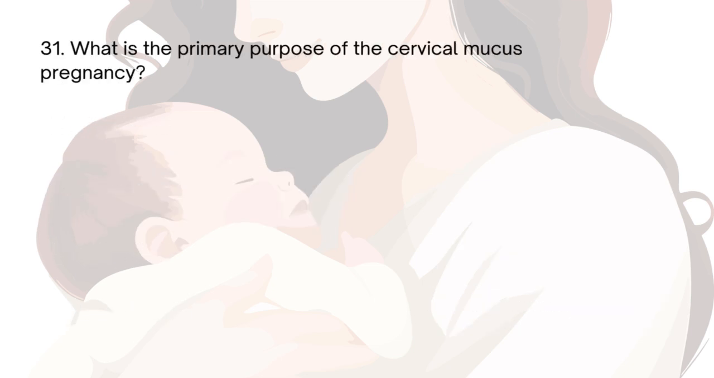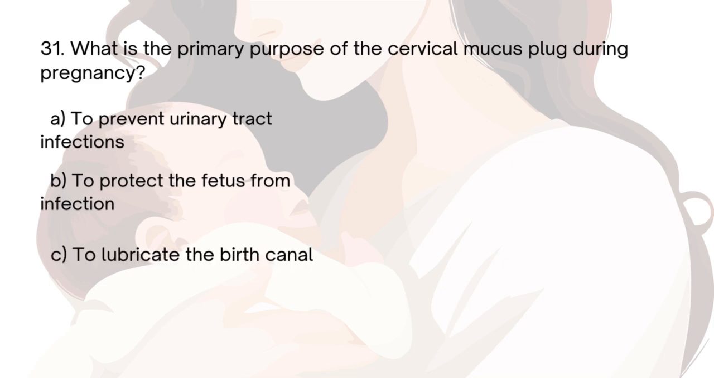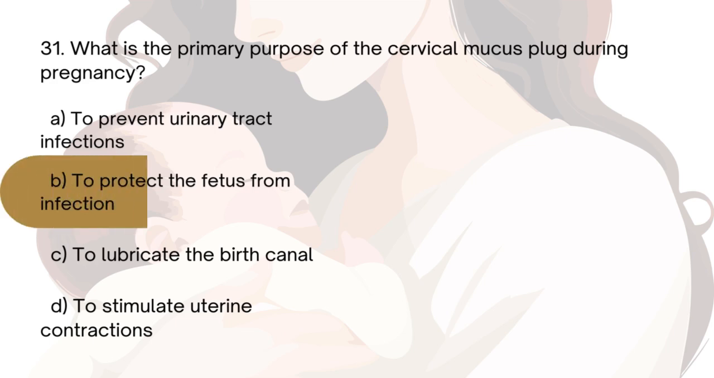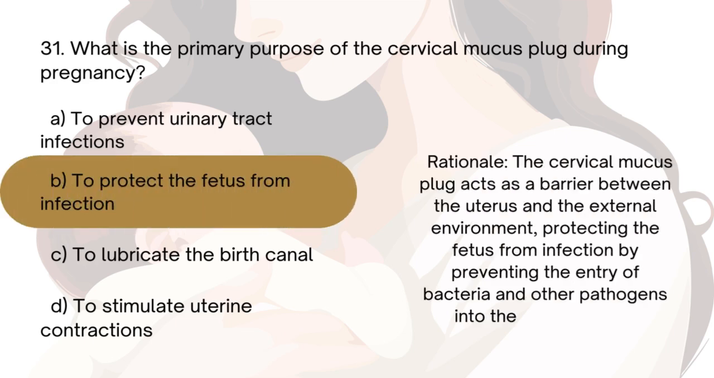31. What is the primary purpose of the cervical mucus plug during pregnancy? A. To prevent urinary tract infections. B. To protect the fetus from infection. C. To lubricate the birth canal. D. To stimulate uterine contractions. Rationale: the cervical mucus plug acts as a barrier between the uterus and the external environment, protecting the fetus from infection by preventing the entry of bacteria and other pathogens into the uterine cavity.